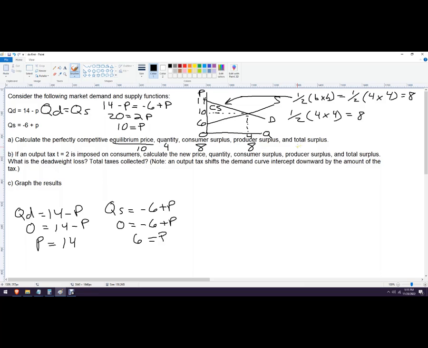Okay. Total surplus, that's your consumer surplus plus your producer surplus. So that's going to be 16. That was pretty easy.